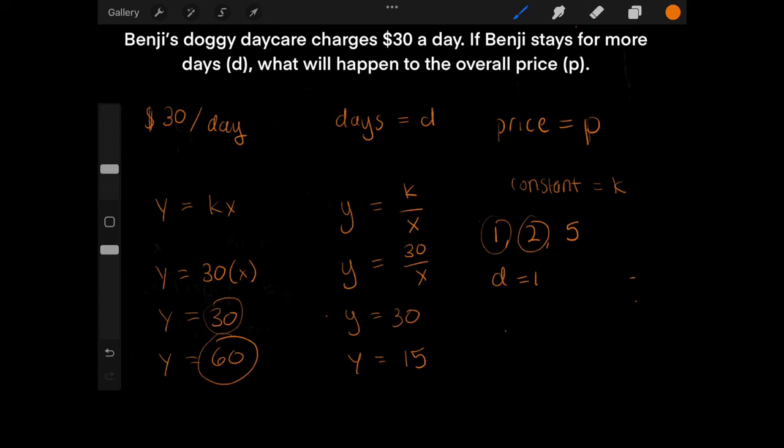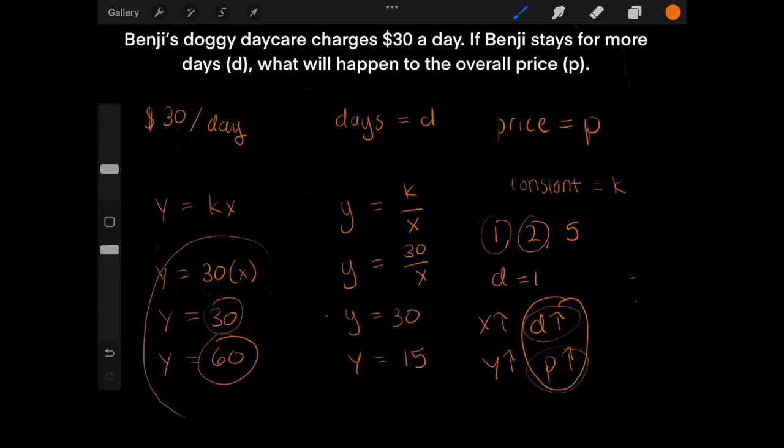So we want to go with the option that when x goes up or when d goes up, y goes up. And y is also our price. So we can see that the change in d is the same as the change in p. They're both going up, which means that this problem is indeed direct variation. So now, we know that y represents price. This is direct variation, but let's do one last part of this problem.